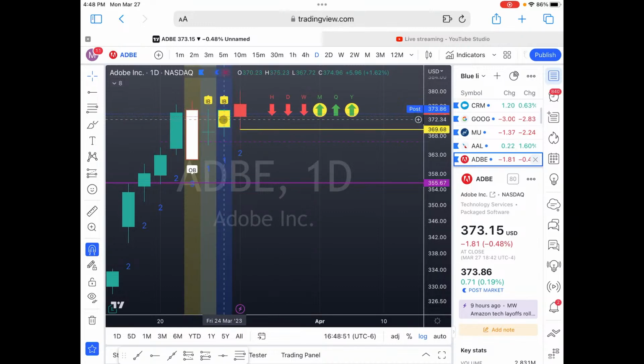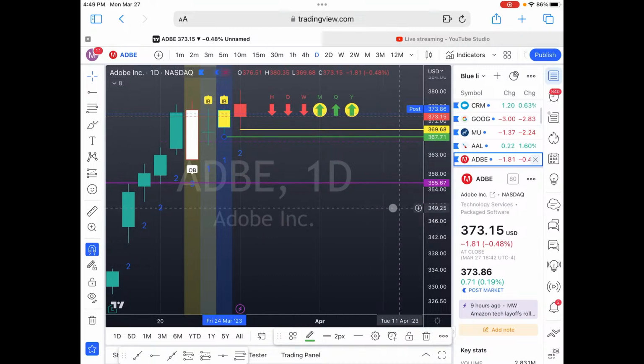So Adobe, here's that rev strat we were looking for, that 122 that we talked about. But we have that 2 up to finish red. We've got time frame continuity across the week and the day. We'll look for this to trend down. We can mark our first target just at the low of the preceding wick. So there's our trigger, there's our target, that's on Adobe.